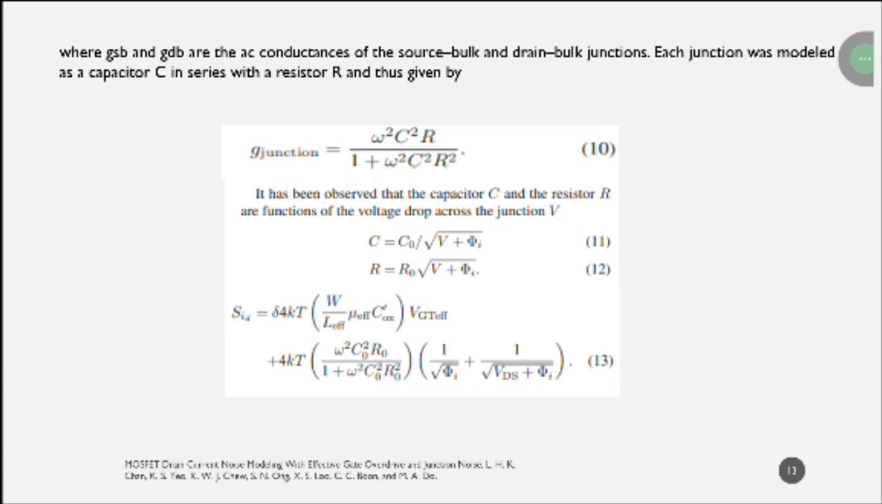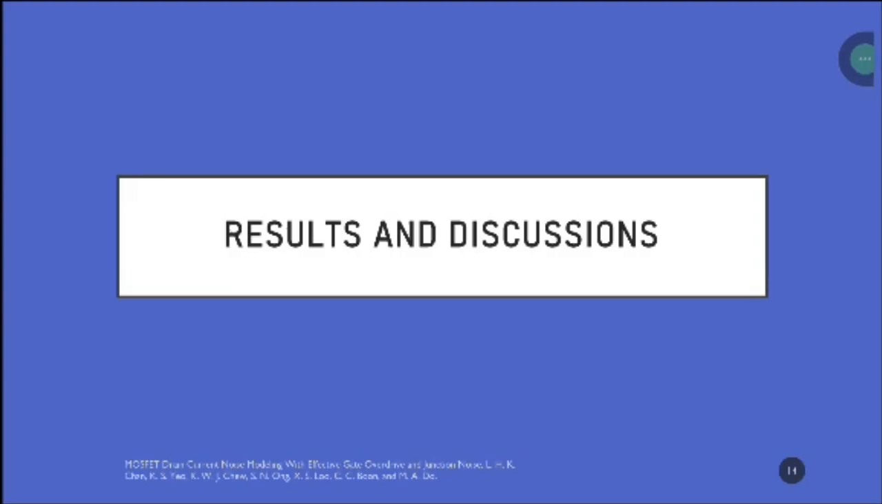So the SID will be equal to delta of 4 kT W by L effective into mu effective C ox into VGT effective plus 4 kT omega square C naught square R naught divided by 1 plus omega square C naught square R naught square of 1 plus root of psi I plus 1 divided by root of 1 VDS plus psi I. So after this equation, we tried in MOSFET to find out the results. So it will be discussed in the results and discussion session.